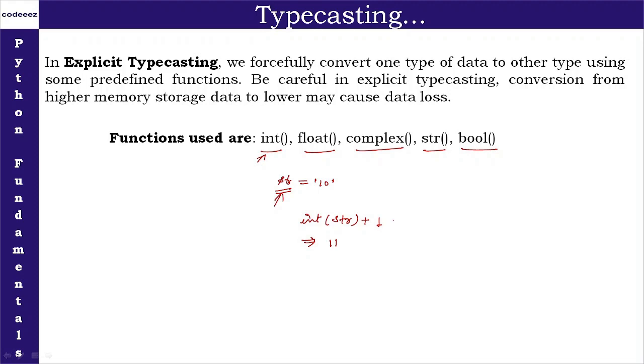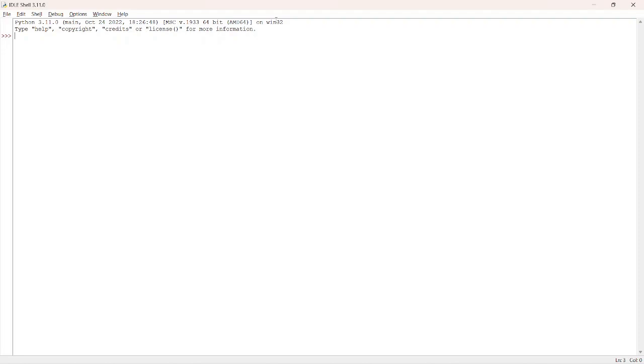Let us understand both implicit typecasting and explicit typecasting practically. Suppose we have taken the variable x and initialized it with the value 10, right? So x is holding an integer type of value, that is 10. Now y is holding again an integer type of value, that is 20. Now if we do simple multiplication of x into y, what do we get as a result? Of course it will be 200.